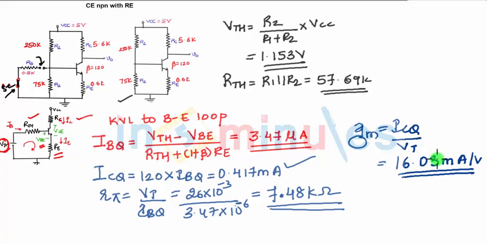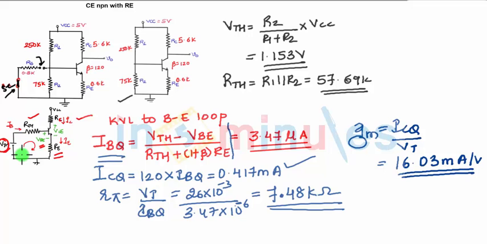The same thing you need to do, but you need not substitute the values when the question is to derive the equations. So for derivation, how much will you write? You will write till this much. For derivation, you will just write ICQ is beta IBQ, R pi is VT upon IBQ, and GM is ICQ upon VT. The rest of the things are similar. You just need not substitute the values given in the problem. For derivation, you need to write each and every statement. So for that, you need to write the equation for IBQ after applying KVL in the base emitter loop.